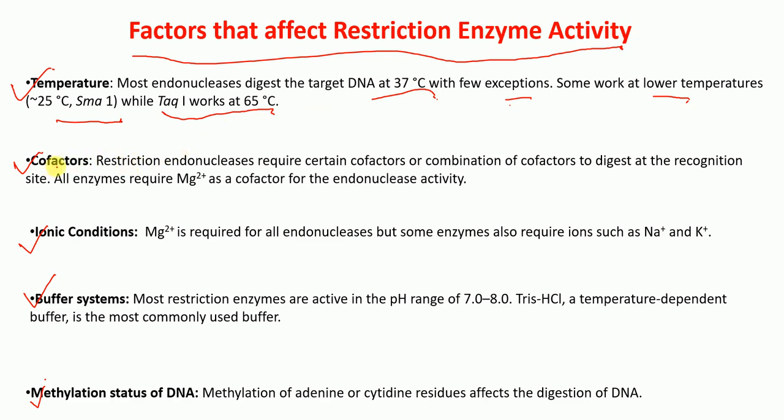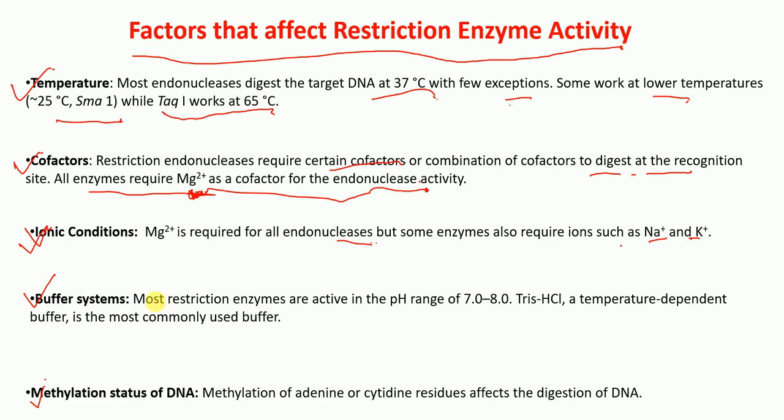Another important factor is the cofactors. Restriction enzymes require certain cofactors or combinations of cofactors to digest at the recognition site. For example, all restriction enzymes require magnesium as a cofactor for the endonuclease activity. And the third important factor is ionic conditions. Magnesium is required for all endonucleases, but some enzymes also require ions such as sodium and potassium.